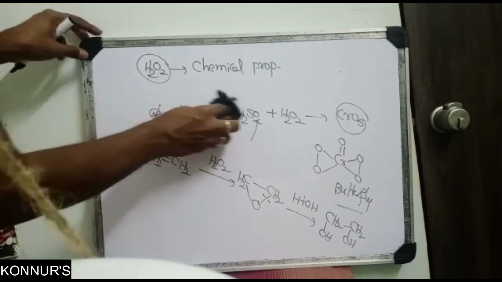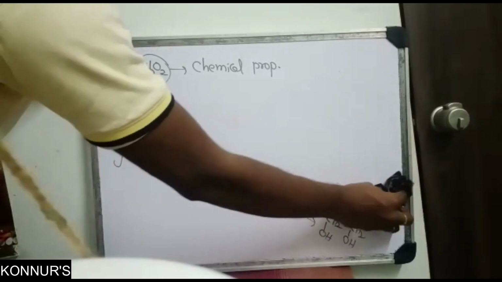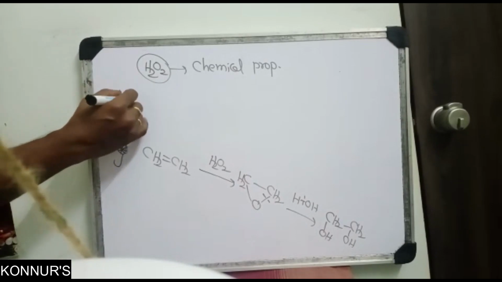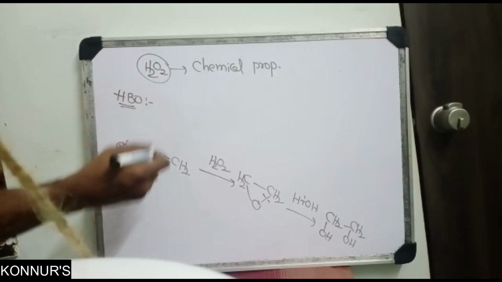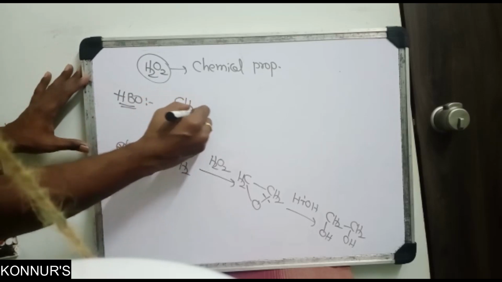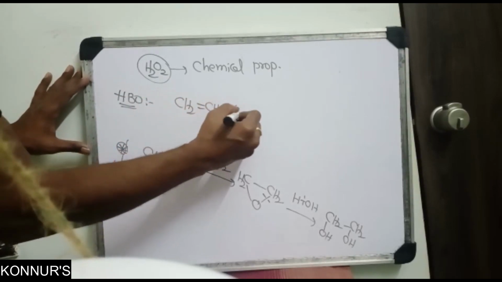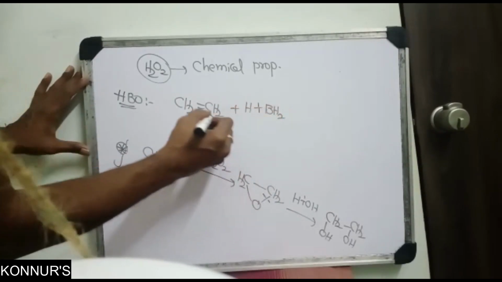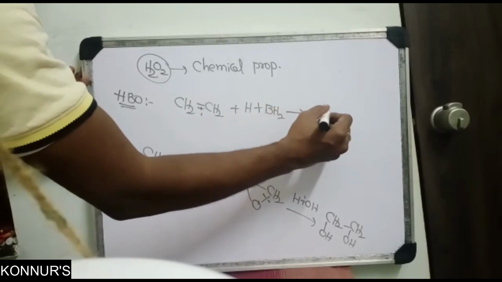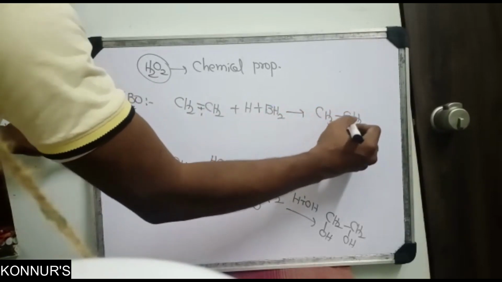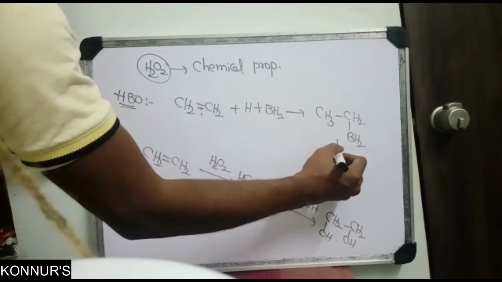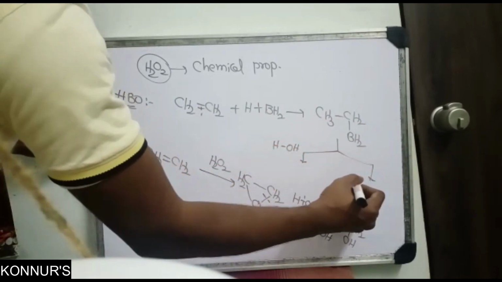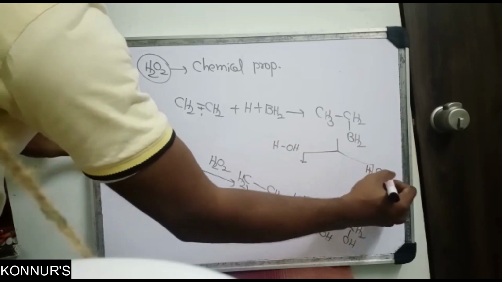Next, one famous reaction: hydroboration and oxidation, the HBO reaction, is also important. So that is CH2 double bond CH2, hydroboration. We treat it with diborane, so you are getting CH3CH2BH2. Now this reacts with water and hydrogen peroxide. So what will be the products?